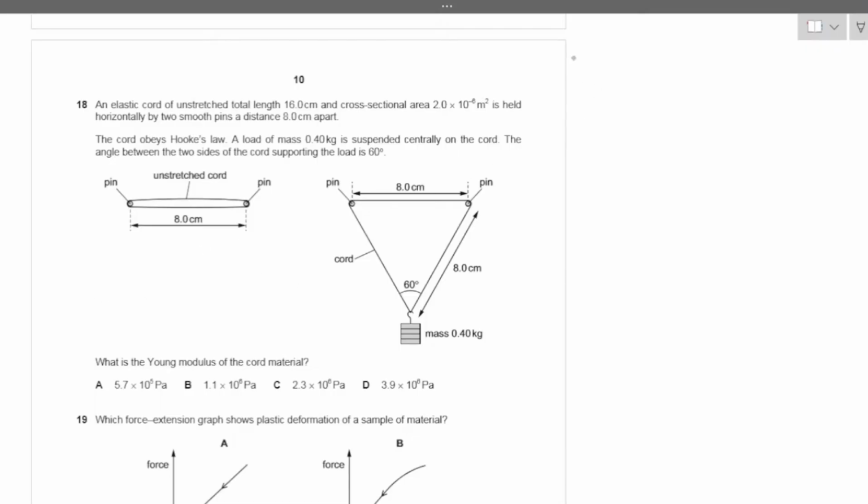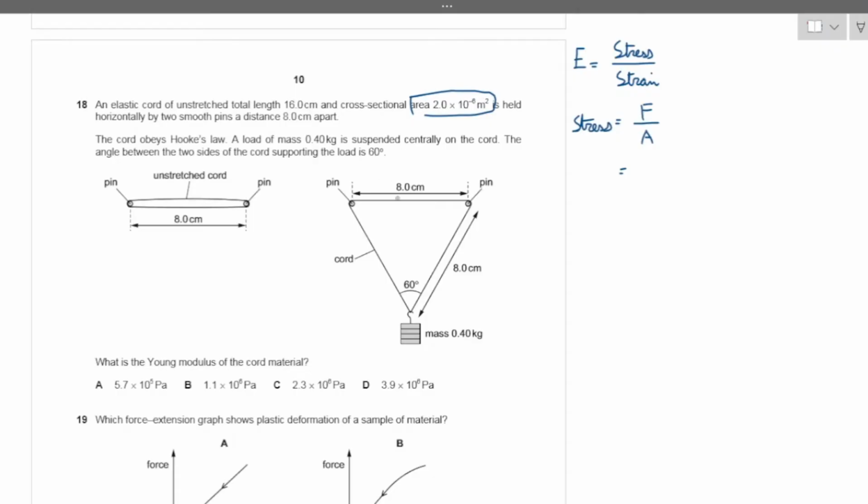All right. So Young modulus E is equal to stress over strain. Now we need to calculate stress and strain separately. Let us look at stress first of all. Stress is force per unit area. We know the area, it is given to us: the cross-sectional area, 2 × 10^-6.